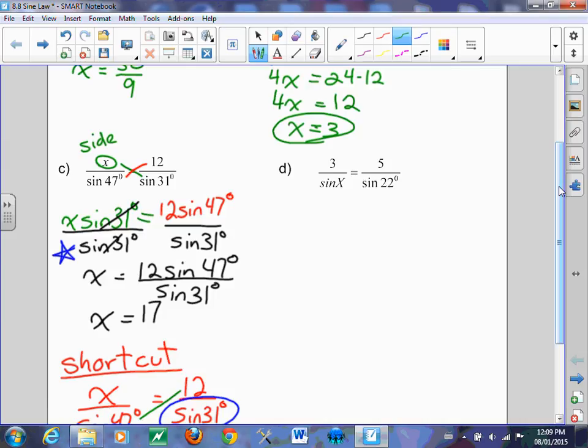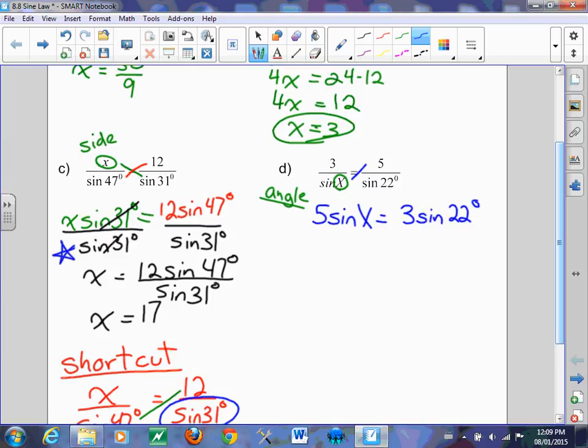Okay, in D, it's a capital X, which means we're now going to find an angle. So we've got to do things a little differently when we plug in our calculator. But the setup is going to be similar. So do the same cross. So it's going to be 5 sine of X. Make sure that's a capital X, okay? Equals 3 sine of 22 degrees.